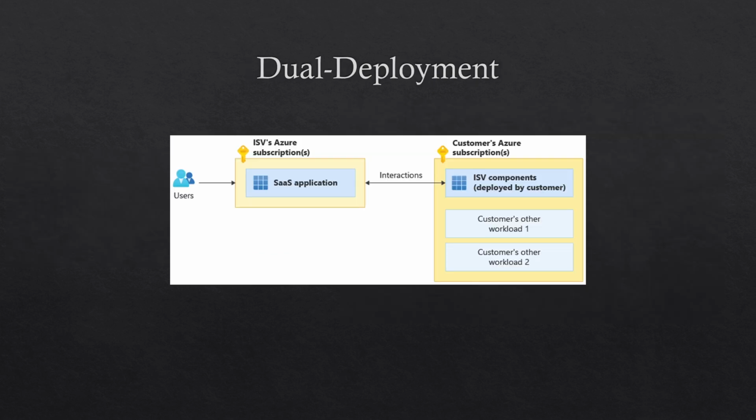In a dual deployment or SaaS hybrid model, we're combining both of those previous designs into a single design, where the ISV managed components are connected to the customer's components, typically through networking.